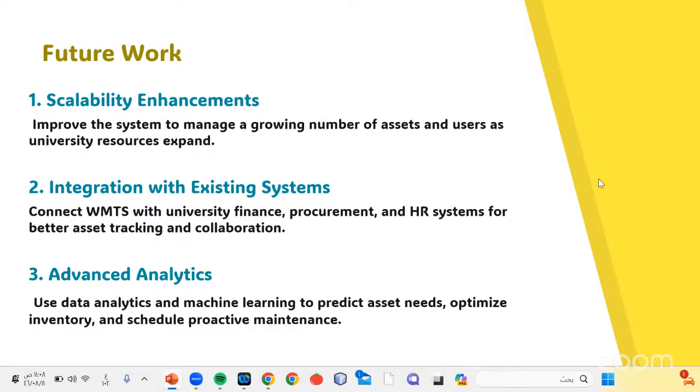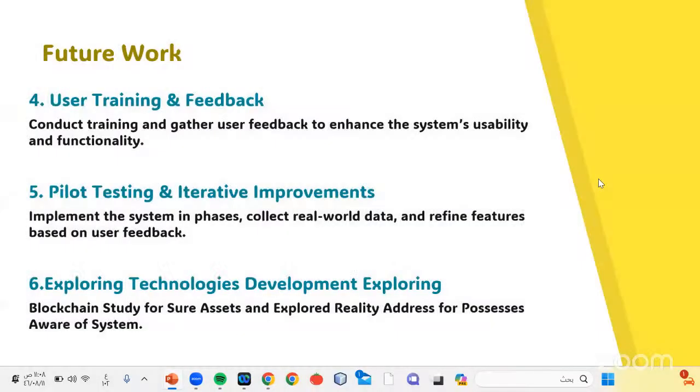Advanced analytics. User training and feedback: conduct training and gather user feedback to enhance the system usability. Pilot testing and iterative improvement: implement the system in phases, collect real-world data, and refine features based on user feedback. Exploring new techniques: exploring blockchain to secure assets, and exploring augmented reality to make the system more process aware.